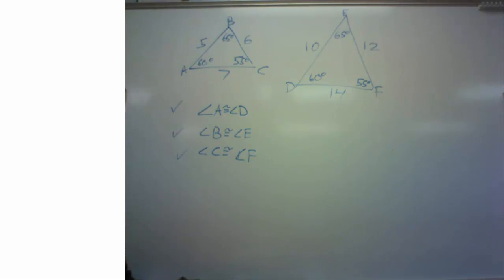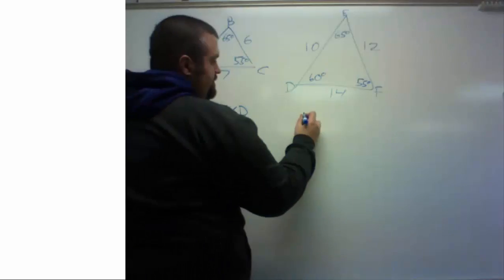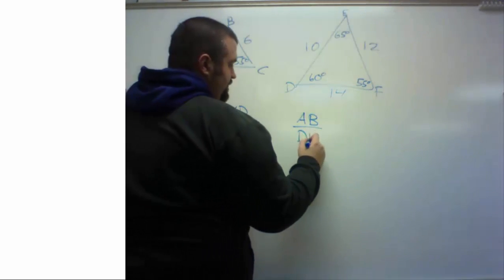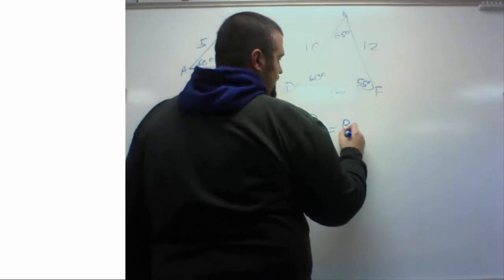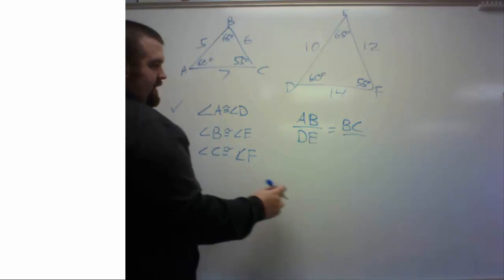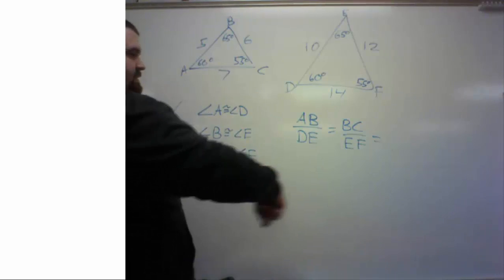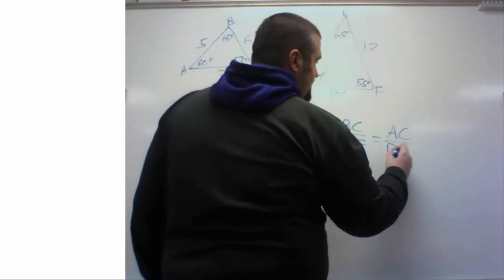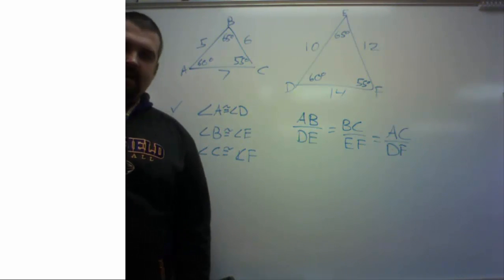I need to make sure that all the corresponding sides have the same ratio. So if I look here, A to B, to D to E, has to be the same as B to C, as it is to E to F. And last but not least, A to C has to have the same length as D to F. Again, these are the corresponding locations that match up correspondingly.